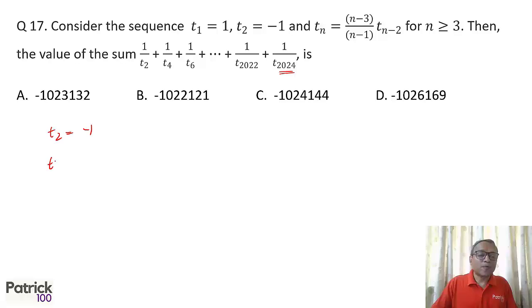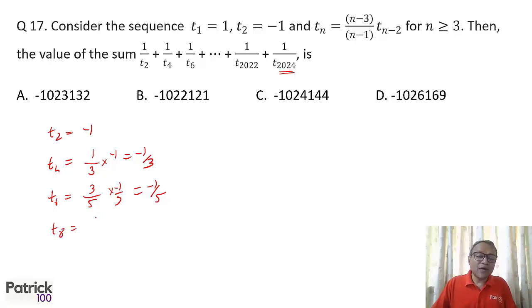If you look at T4, what will be T4? T4 will be 4 minus 3, 1, upon 4 minus 1, 3, into -1, so it becomes -1 upon 3. T6 is 6 minus 3, 3, upon 6 minus 1, 5, into -1 upon 3. The 3 will get cancelled, and you get -1 upon 5. T8, let me take one more. T8 is 8 minus 3, 5, upon 8 minus 1, 7, into -1 upon 5. The 5 gets cancelled, giving -1 upon 7. So you understand the pattern.